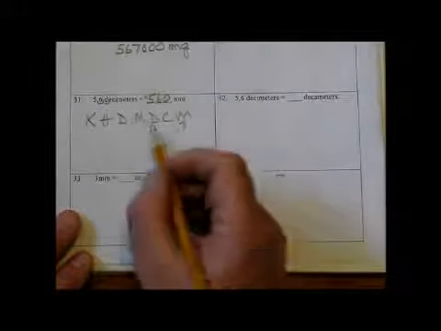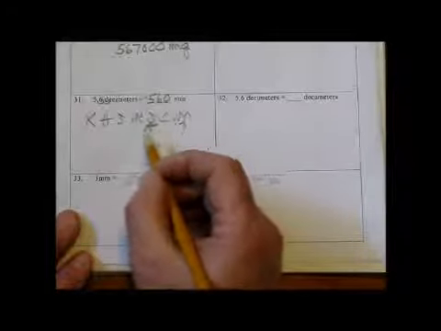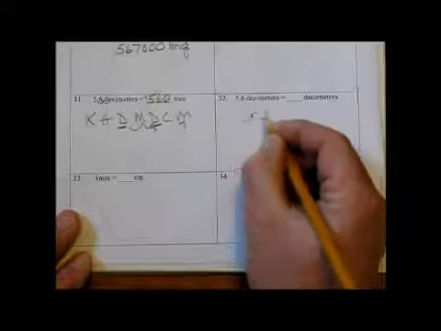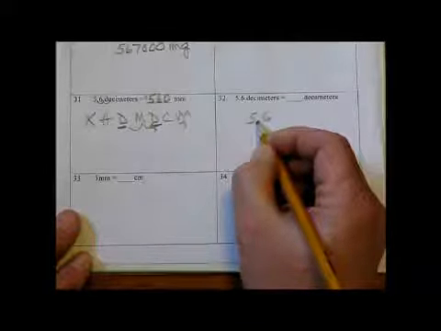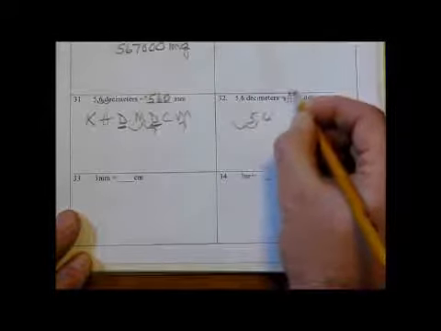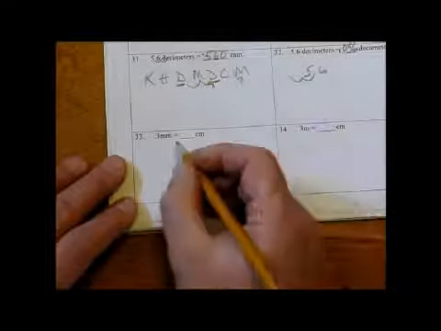Decimeters is how many decameters? So again, decimeter is here. Decameter is here, so this one I'm moving 2 spaces but to the left now. So 5.6, 2 places to the left is 1, 2, I get 0.056.